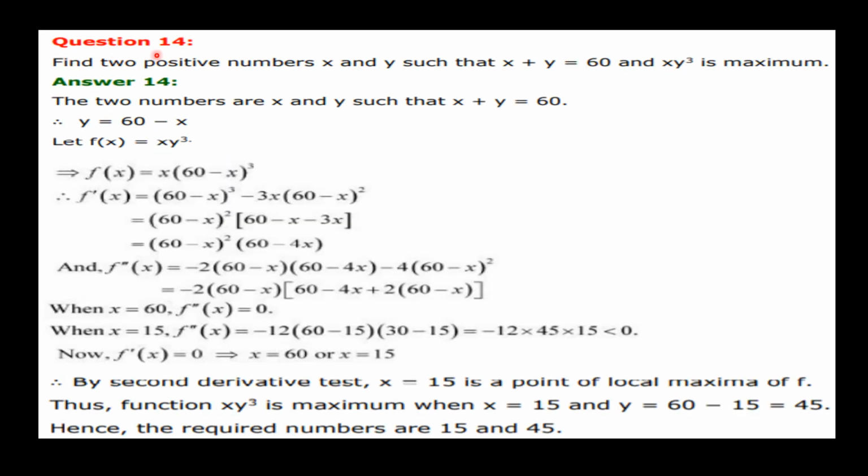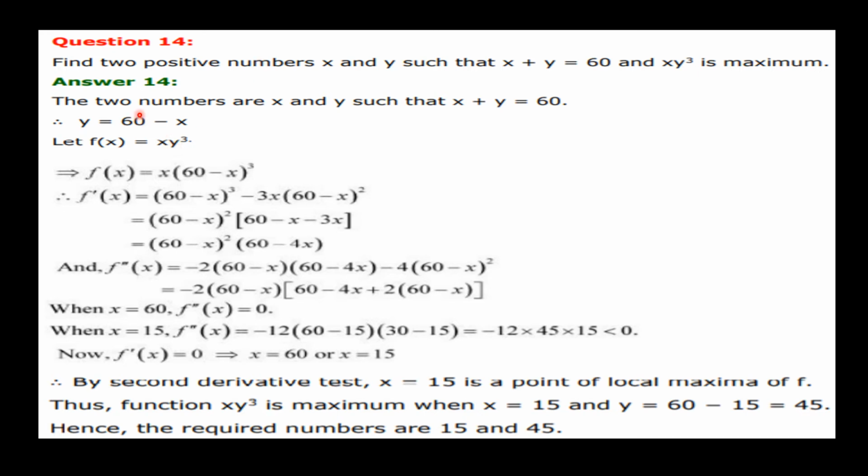Now come to question number 14. Find two positive numbers x and y such that x plus y is equal to 60 and xy cube is maximum. Understood this, my dear children? Here x and y are two positive numbers. And also the relation between x and y is given like this: x plus y is equal to 60. And this is the function. Actually, this function should be maximum. If this function is maximum, then what are the two numbers?